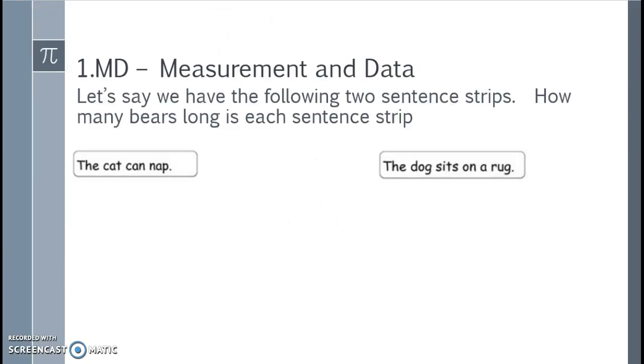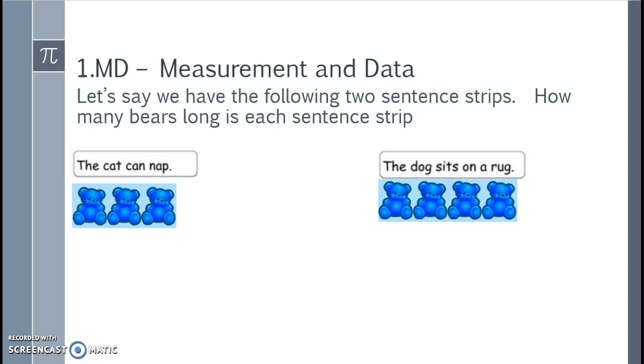Continuing with measurement, let's say we have the following two sentence strips. How many bears long is each sentence strip? So I have the sentence strip, the cat could nap, and the dog sits on a rug. So I grabbed some of my bears from the virtual manipulatives and copied and pasted them here. And I see that it takes 3 bears to complete the cat can nap. And it looks like 4 bears to complete the dog sits on a rug.